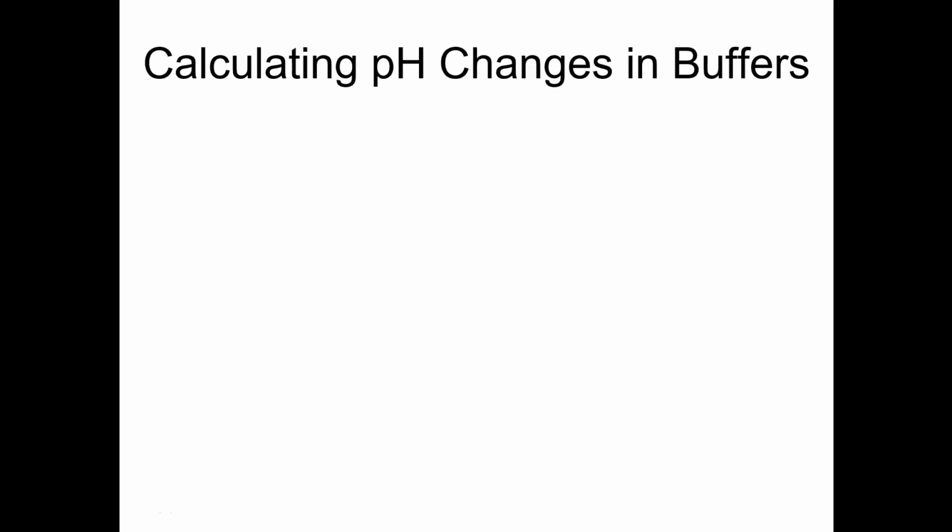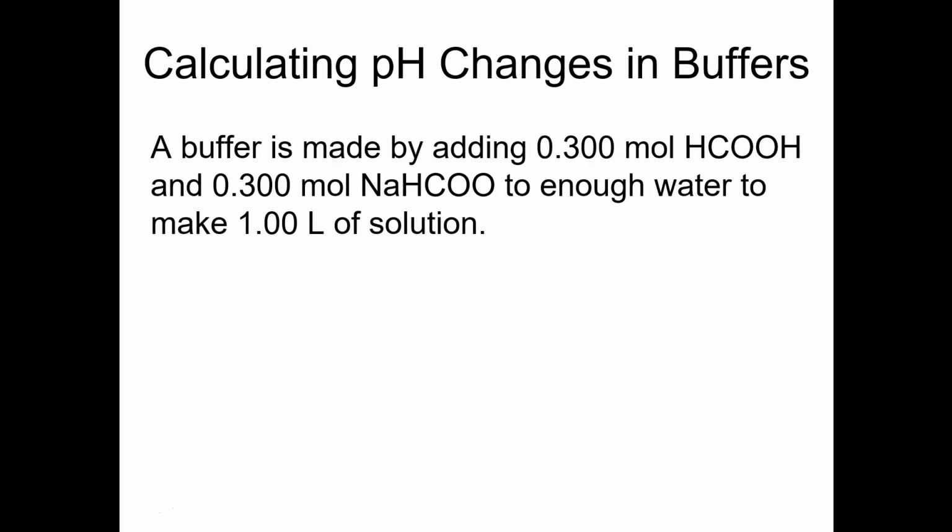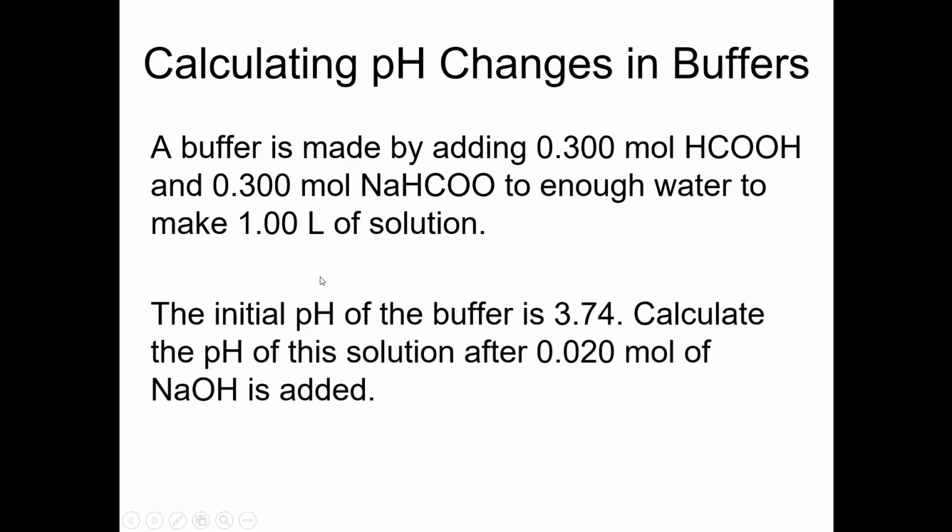So here comes our problem. A buffer is made by adding 0.3 moles of formic acid and 0.3 moles of sodium formate to enough water to make 1 liter of solution. So it is 0.3 molar in each, but we can just as easily talk about it being 0.3 moles of each. The initial pH of the buffer is 3.74, and we'll talk in a second about how we got that. Calculate the pH of this solution after 0.02 moles of sodium hydroxide has been added.